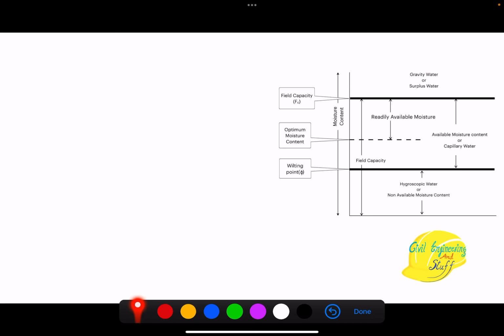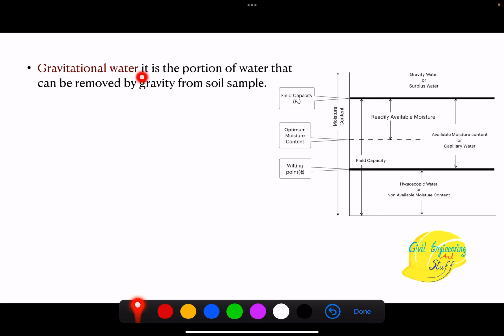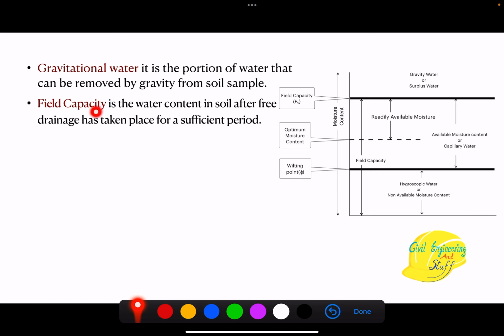Alright, so just for a quick revision, gravity water is the portion of water that can be removed by the action of gravity from the soil sample. Then we have the field capacity. Field capacity is the water content in the soil after free drainage has taken place.